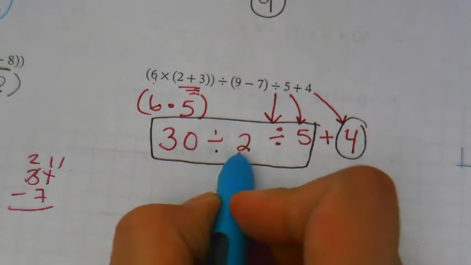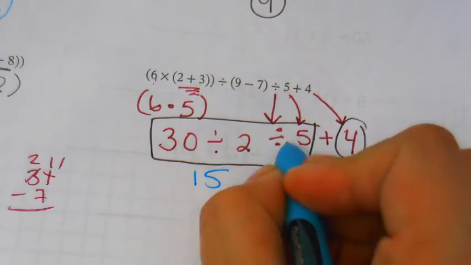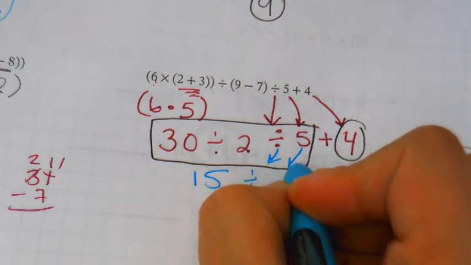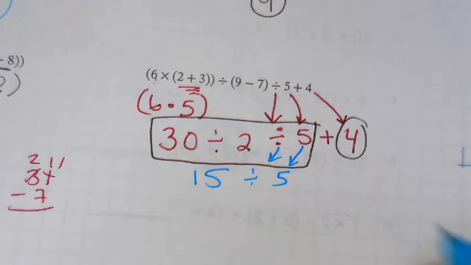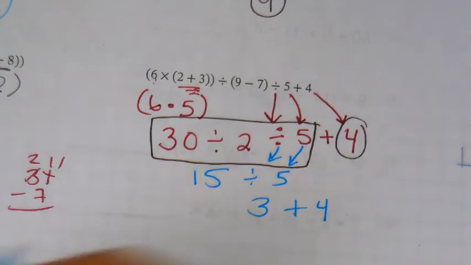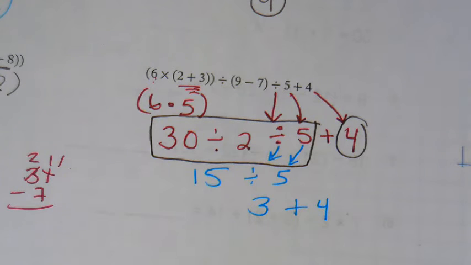What's 30 divided by 2? 15. Then I have the divide 5 by 5. Back to 3. 3 plus 4. 7. We okay? Yes.